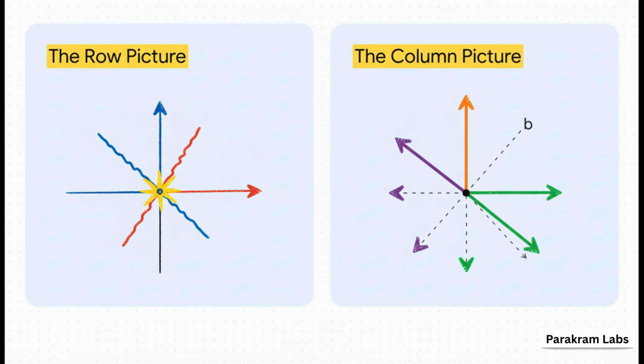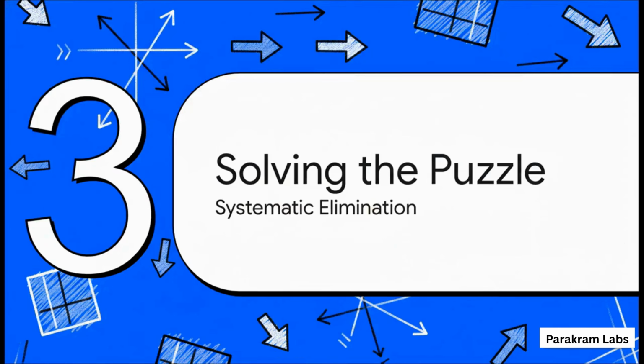But the column picture, this is where things get really powerful. It asks a totally different question. How can we combine the columns of our matrix A, treating them as vectors, to land exactly on our target b? This completely reframes the problem as a journey, finding the perfect recipe of ingredients to create the exact result we want. So, how do we find that perfect recipe?